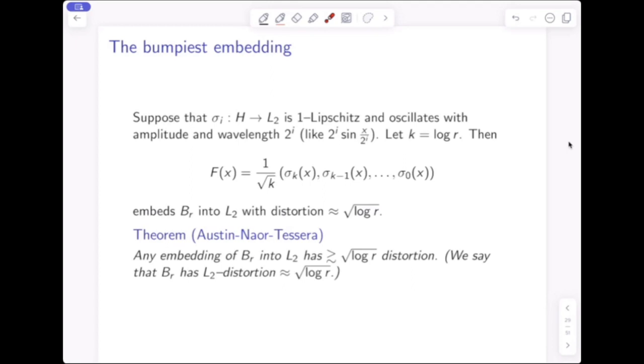And so if you want to construct a map with root log r distortion, you're forced to make it 1 over root log r bumpy at as many scales as you can. But because of the Pythagorean theorem, the number of scales where you can do that is going to be on the order of log r. If you have a ball of radius r, the metric has scales between 1 and r, so you need log r many different scales to cover all of those. And so you can only have root log r bumpiness at each scale, which forces you to have at best root log r distortion. Is it okay so far?